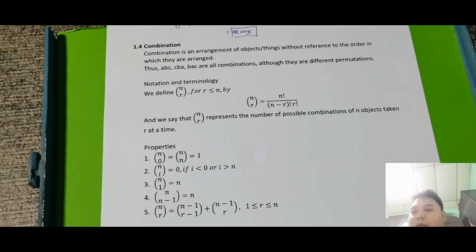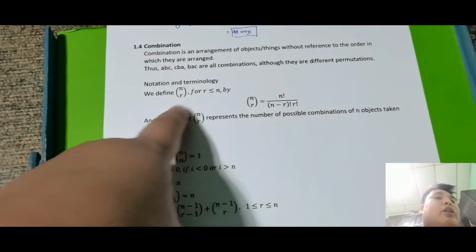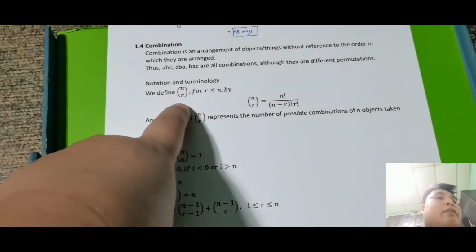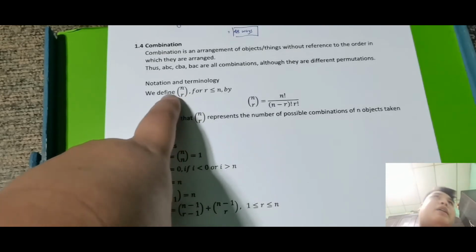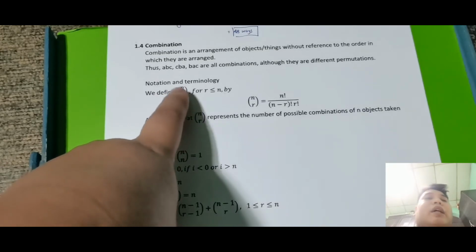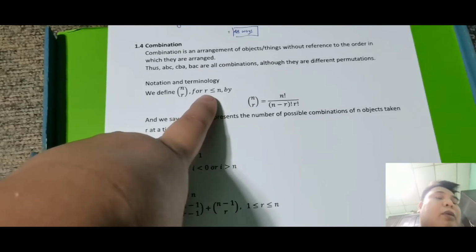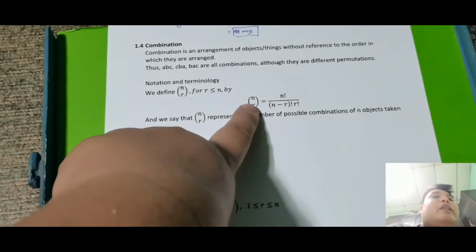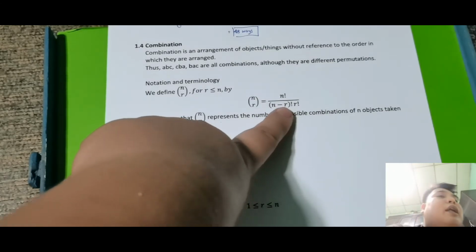Okay? So, we have notation and terminology para dito. So, we define that symbol, that is n taken r. So, that is read as n taken r. Okay? So, this is the binomial coefficient, yung tawag dito sa combination. So, combination notation natin, that is n taken r for r is less than or equal to n. So, pwede sila mag-equal, pero dapat mas maliit lagi si r. By n taken r is equal to n factorial over n minus r factorial times r factorial.